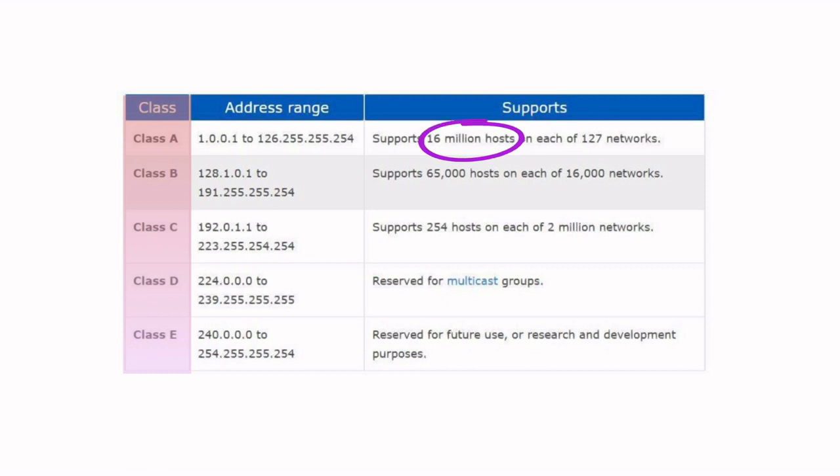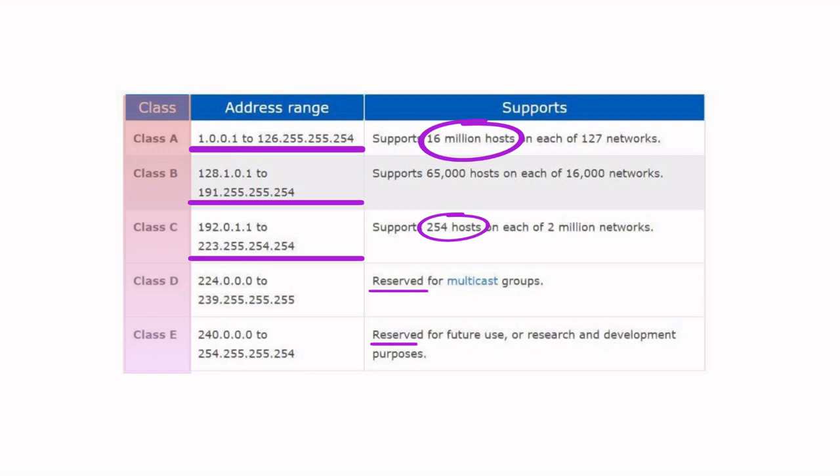Class A addresses represent large networks, while Class C networks are typically smaller. Each letter represents a range of IP addresses. Class A ranges from 1.0.0.1 to 126.255.255.254. Class B represents 128.1.0.1 to 191.255.255.254. Class C is from 192.0.1.1 to 223.255.254.254. Class D and E are reserved for multicast groups, research, development, or other purposes. We will not concentrate on the D and E ranges.